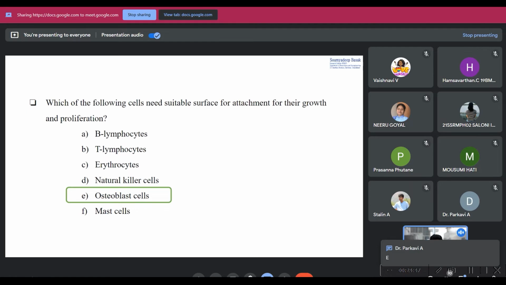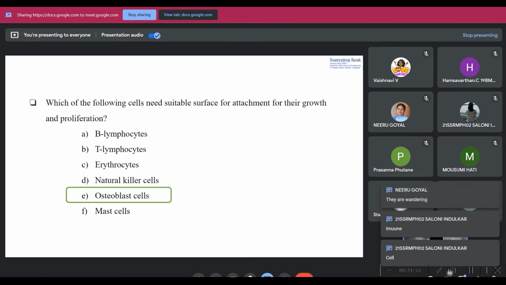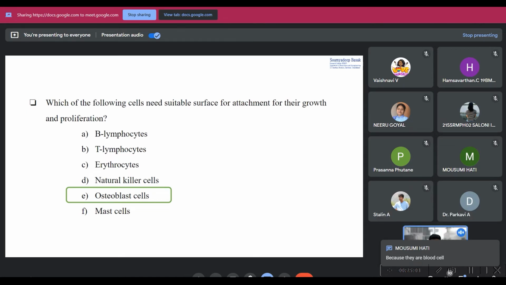Why not the other cells? B lymphocyte, T lymphocyte, erythrocytes. What kind of cells are those? Right, they are blood cells, immune cells, right? So osteoblast cells are the ones that need a suitable surface for adherence. The others circulate in the blood, and these osteoblast cells need a particular kind of hard surface.